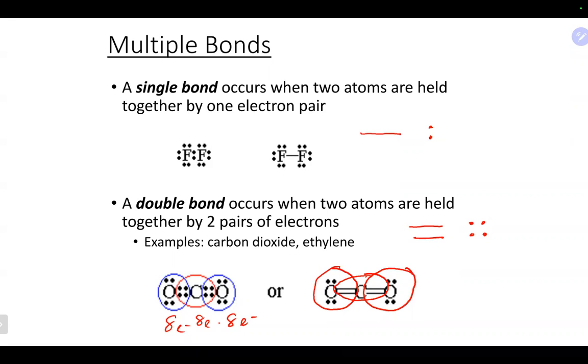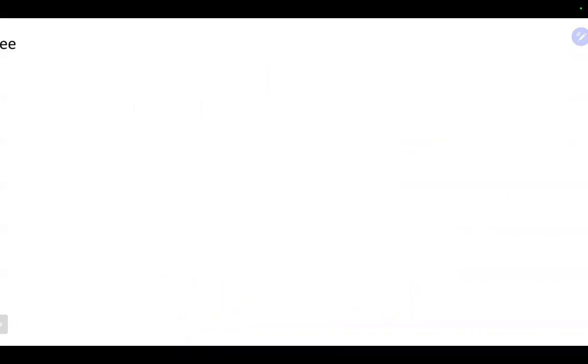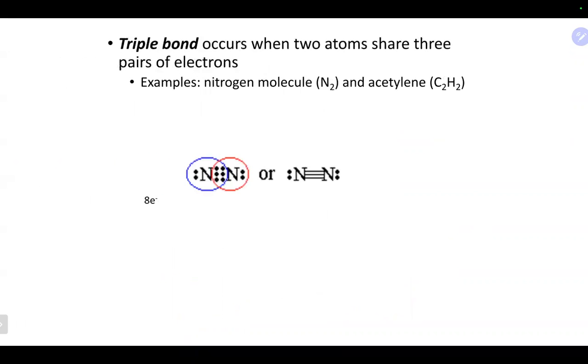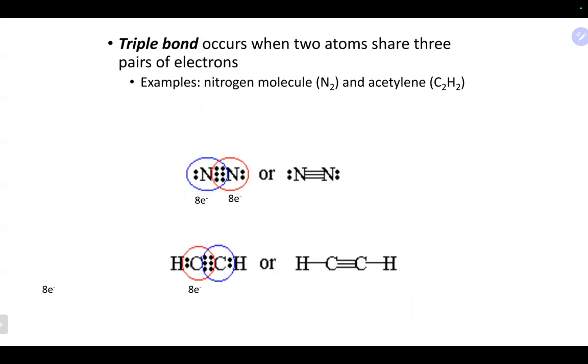And sometimes you do need to go to a triple bond to get yourself to a good situation. And nitrogen, for example, is an example of that.